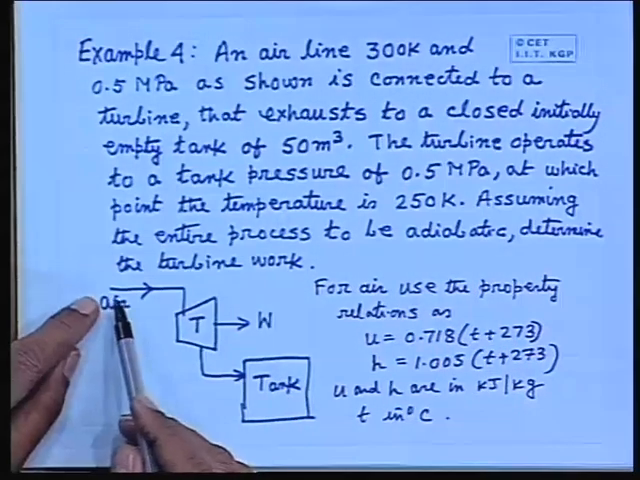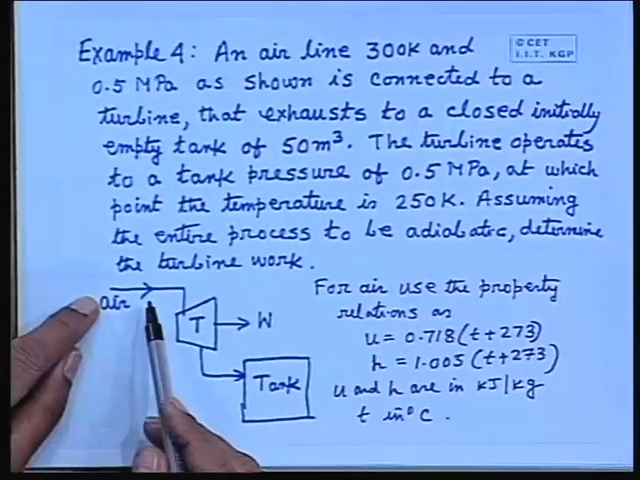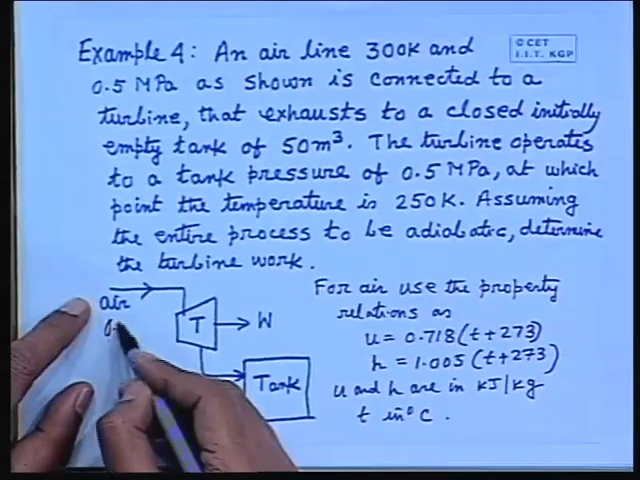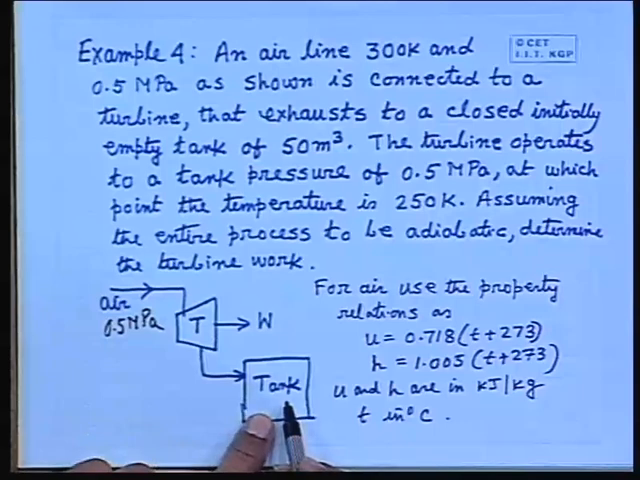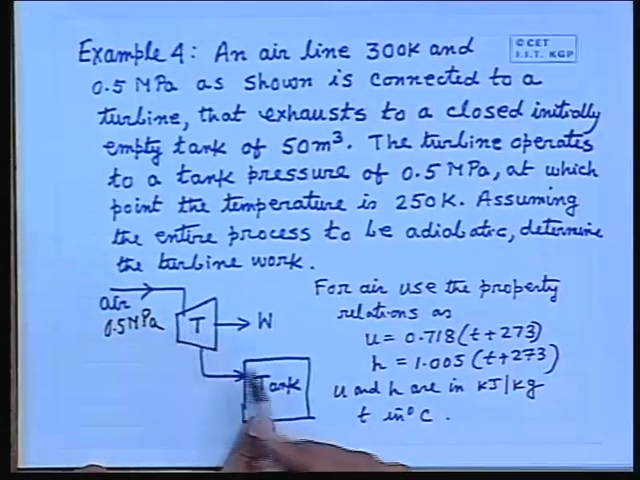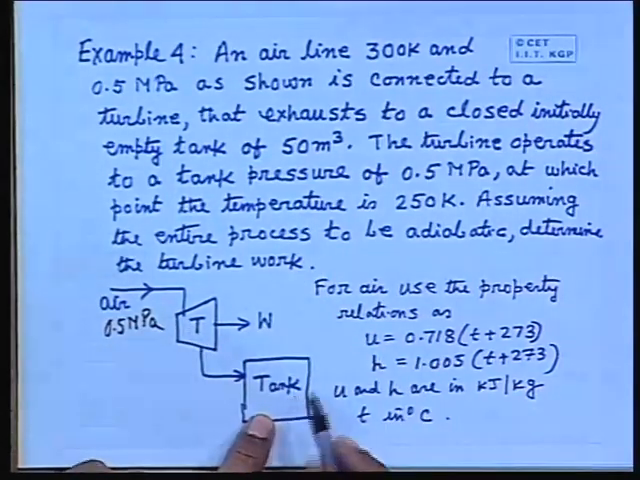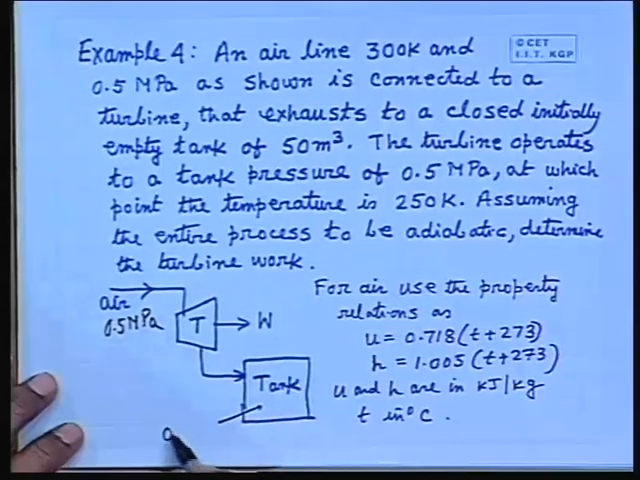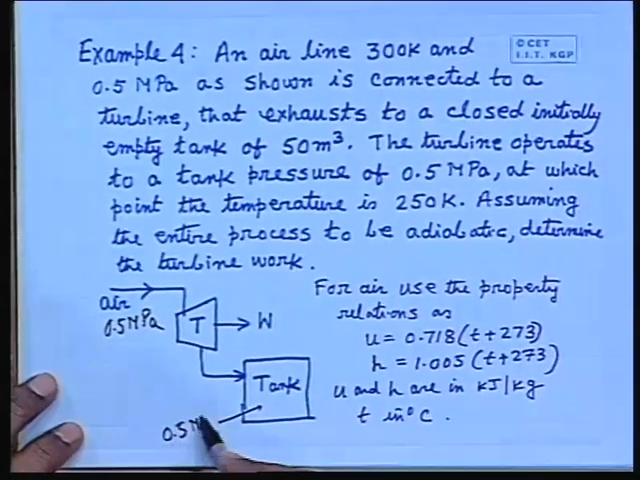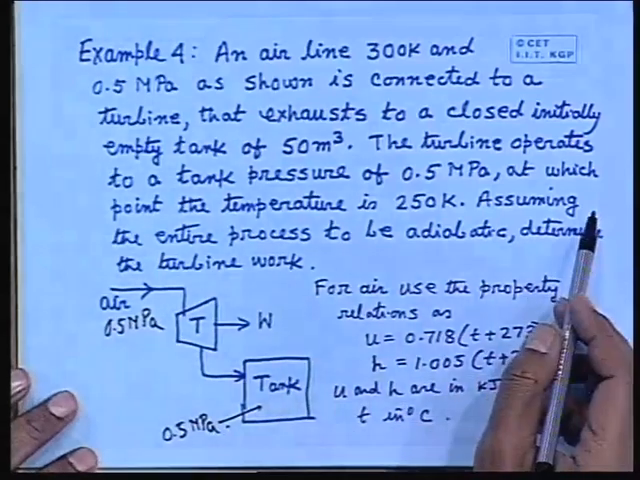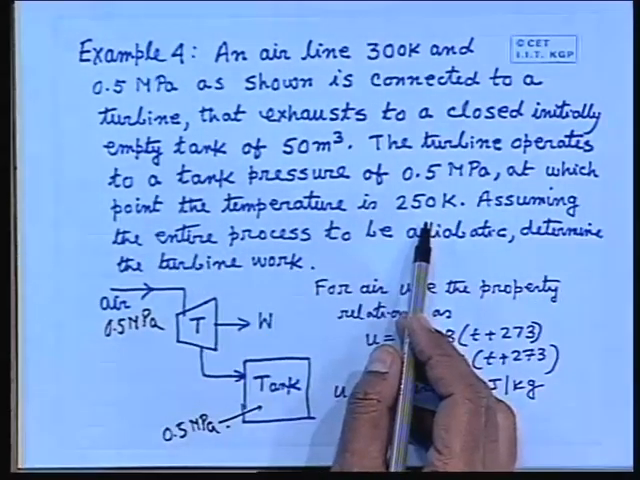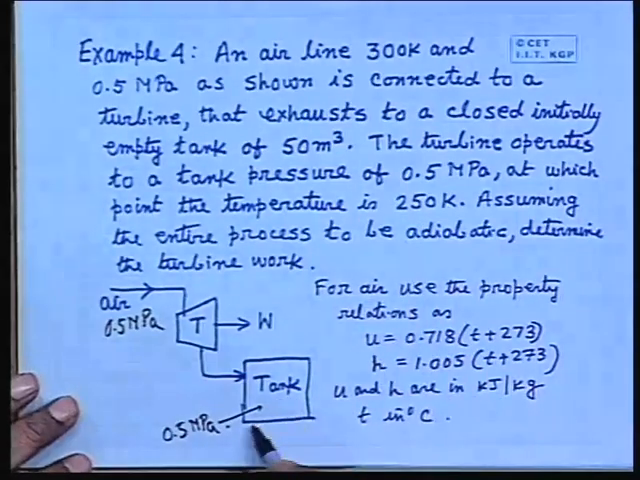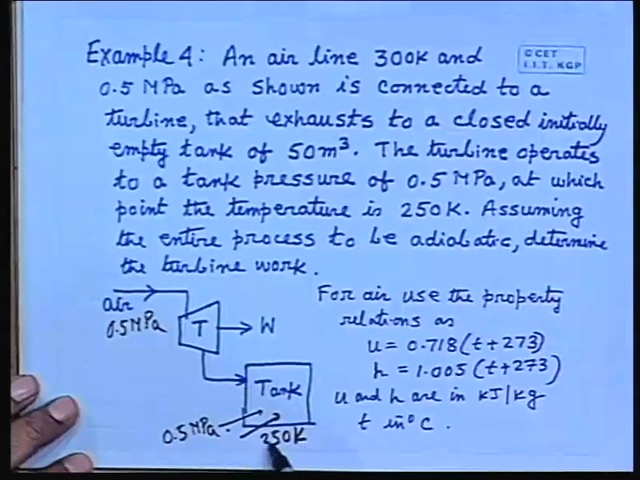Now what happens, this air line is at 0.5 megapascals, that means here the pressure is 0.5 megapascals. And the turbine operates to a tank, that means the turbine operates till the tank pressure is 0.5 megapascals. Same thing. At which point the temperature is 250 K. That means the temperature of the tank becomes 250 K. That means this is the point when the process terminates automatically. The same thing.